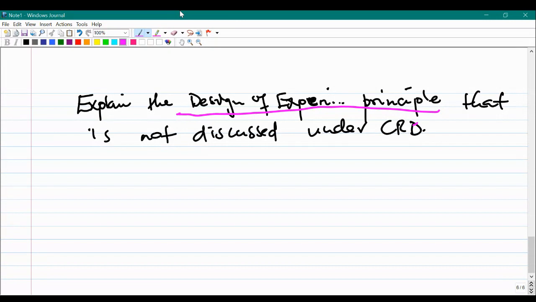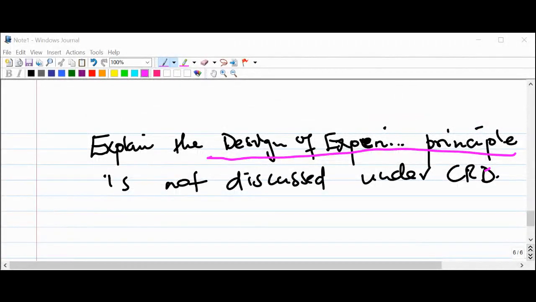This was the special question. It was there on my special test. I said, explain the design principle that is not covered under CRD. What are the principles of experimental design? If you don't know the principles, there is no way that you know what I'm talking about. What was the answer for that question, guys? Can you please give me the principles first? What are the principles of experimental design? Please list them. Plan the experiment.